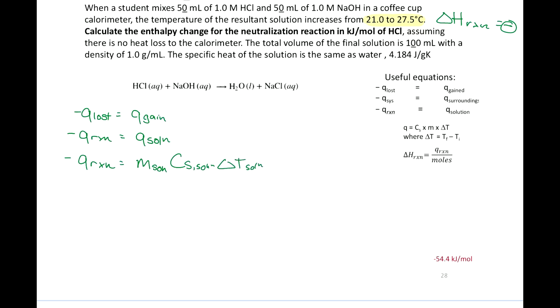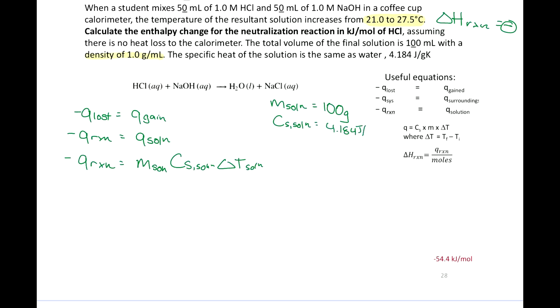So let's see if we already know or have the information for those variables. Do we know the mass of the solution? What is the mass of everything in that cup? What do you think? What's in that cup? 50 milliliters of this, 50 milliliters of that. If you look at the rest of the question, I tell you just assume the density of the solution is 1 gram per milliliter. So can you tell me the mass of this solution? It's just going to be 100 grams, yes. Okay, 100 grams. Specific heat of the solution, it's going to be the same as water, so it's 4.184.